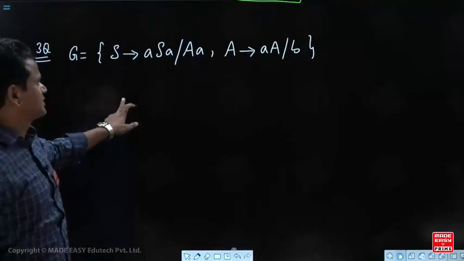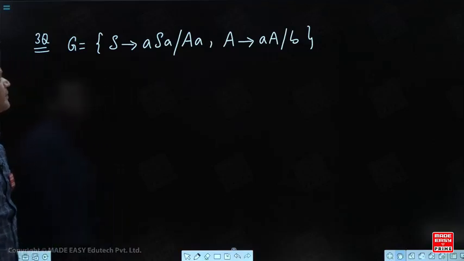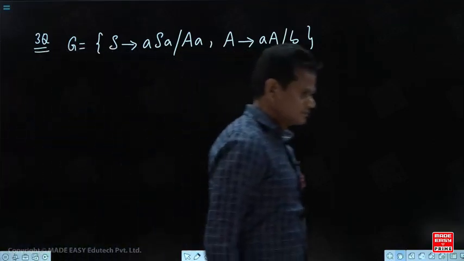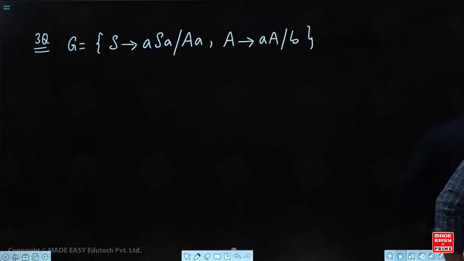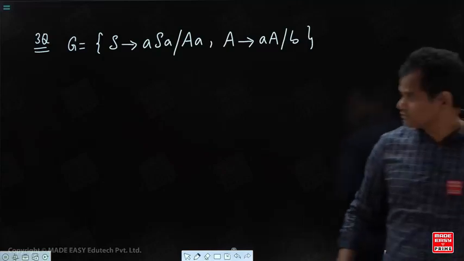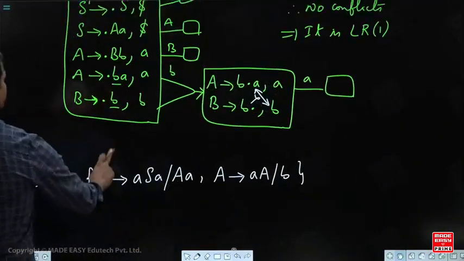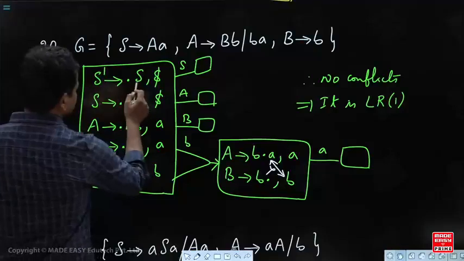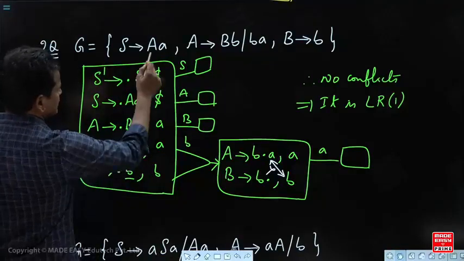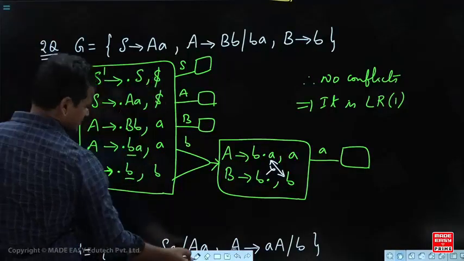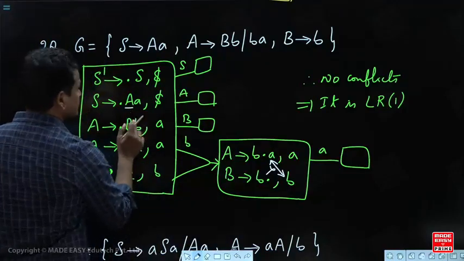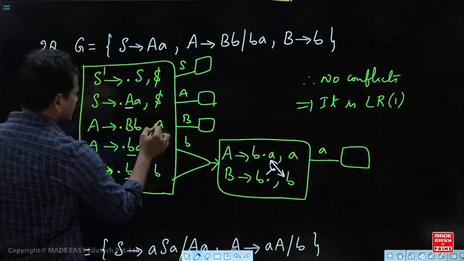Now, next question. Which one? What is your dot here? See, S' there is dot S, dot after S, A has only one production, S after dollar. Dot after A: A's productions, A has 2, and A after A, so A.